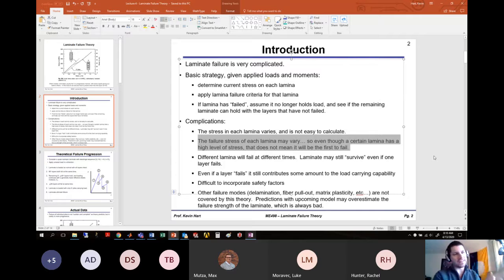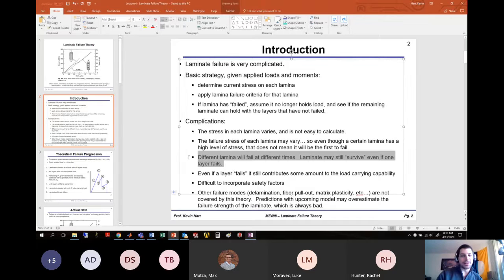one layer that has, oh, that layer doesn't have a lot of stress on it. Well, that stress might just happen to be oriented in the perfect manner for it to fail. All right, so that's another complication. Different lamina fail at different times, and the laminate might survive even if one of the layers fails. And even if a layer fails, it might still contribute to some load carrying capability.